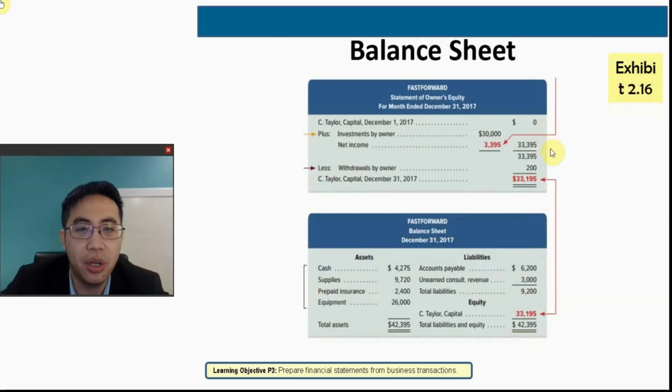So on the balance sheet, you will see the total equity is placed here as part of the total liabilities and equity, and you need to combine liabilities here to get another new number for the sum, which is 42,395, and this will be exactly equal to the total assets being reported from all these 4 items mentioned in the transactions.